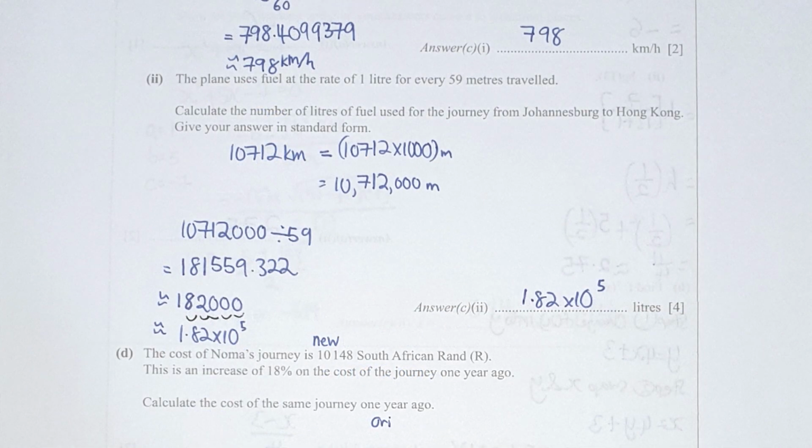As for part 2, the 10,712 kilometers multiplied by 1,000, because it gave us that 1 liter will be used for every 59 meters traveled. So we now have 10,712,000 divided by 59, it should be 182,000. Correct this into standard form, 1.82 times 10 to the power of 5.